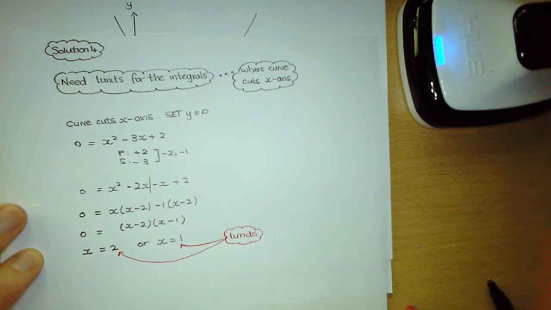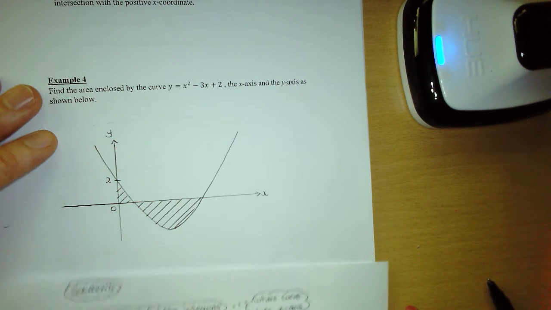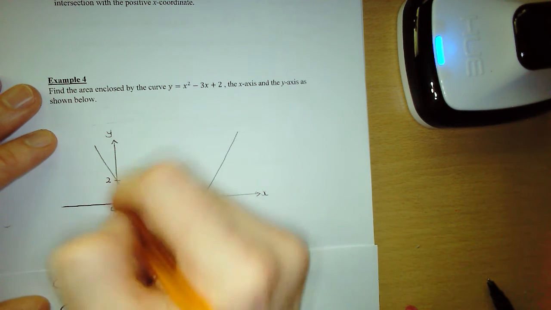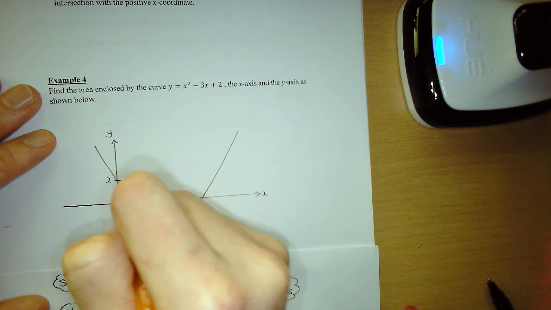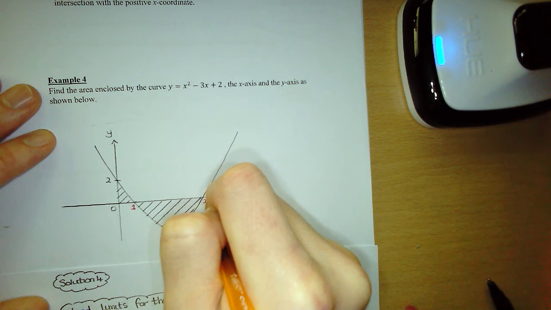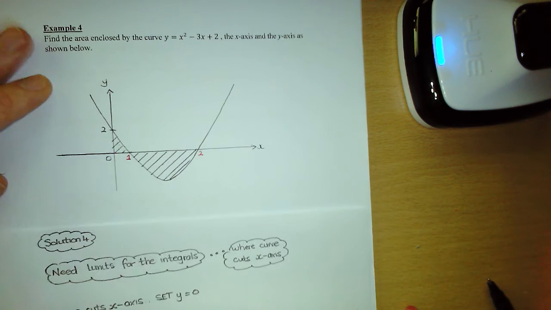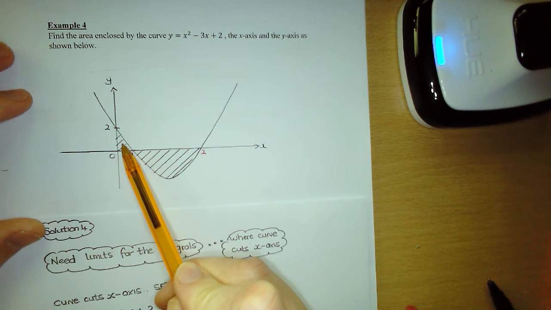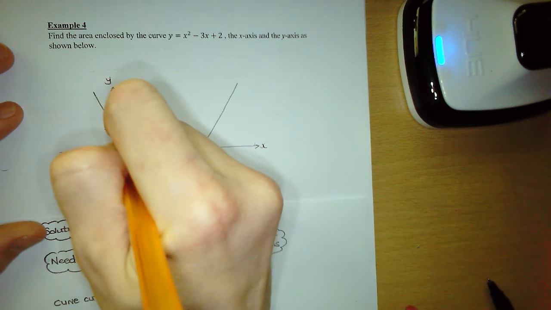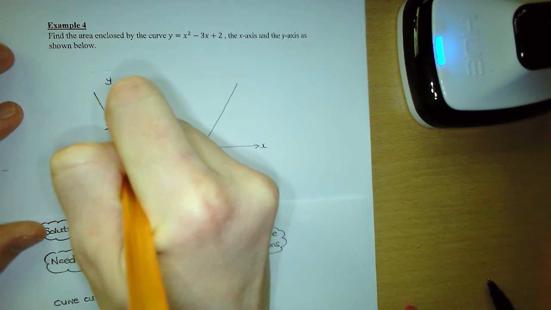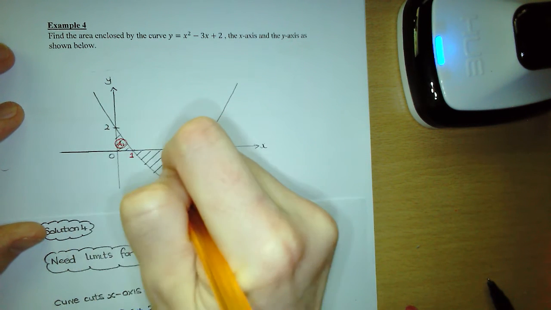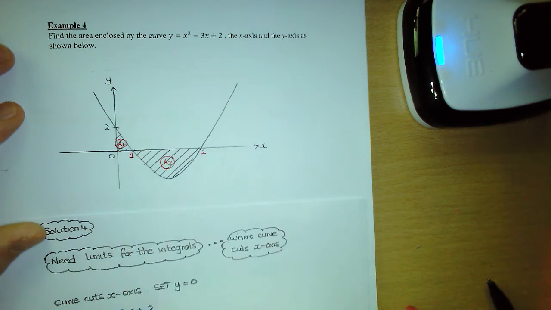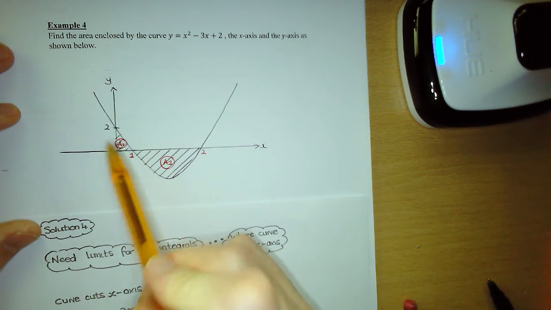So what we can do straight away is if we go back to our diagram here in example 4, we can put these two values of x. So the smaller one is going to be 1. And the larger limit is going to be 2. So we're also going to label each of these areas. I'm going to call this area here A1. And we're going to call the other area A2. Okay, so let's start with A1 then.